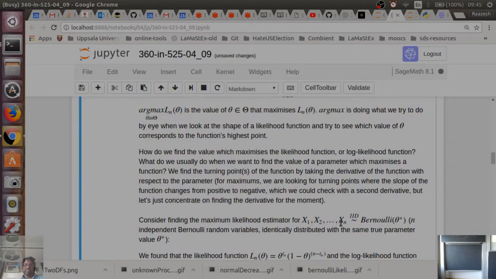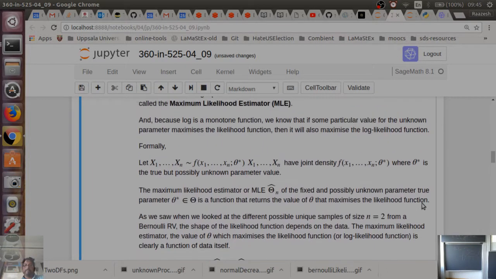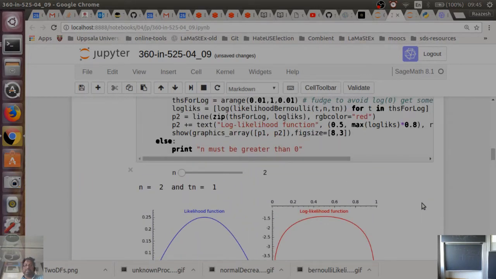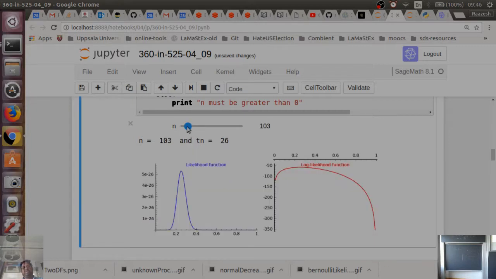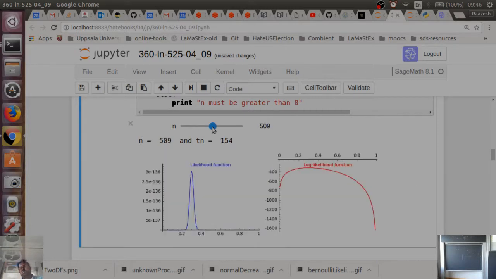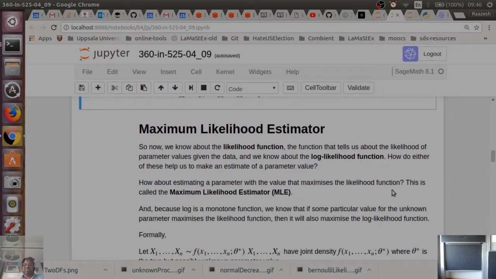So that's all that is, and this is just some other interact. This is showing you the likelihood function and how the log of the likelihood function looks for just our coin flips, one head, one tail. And as we keep increasing the sample size, if you look at the plot, it's a bit hard, but it's exactly at 0.3, they're both maximizing. Okay. Now, here's a bit more about maximum likelihood estimators.